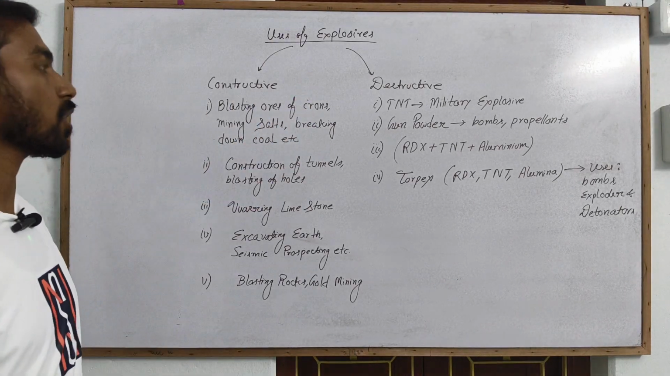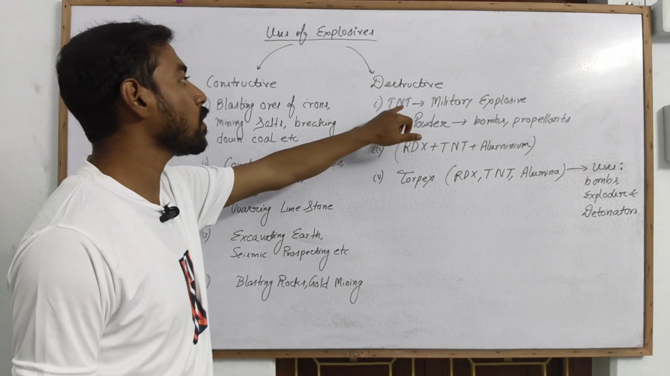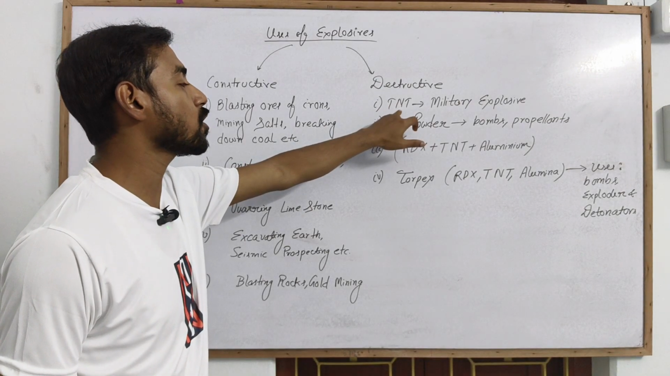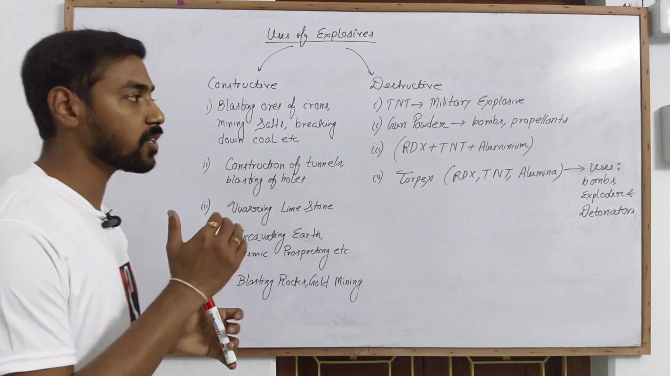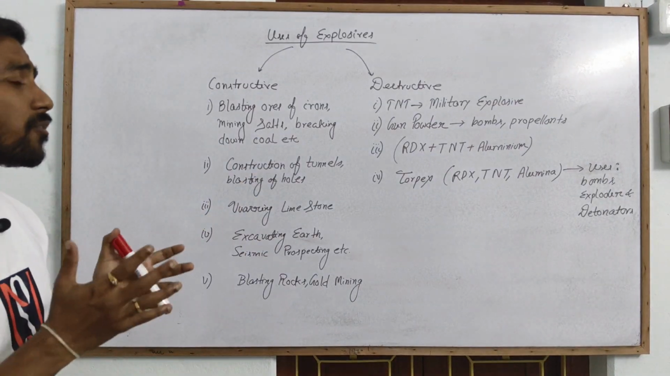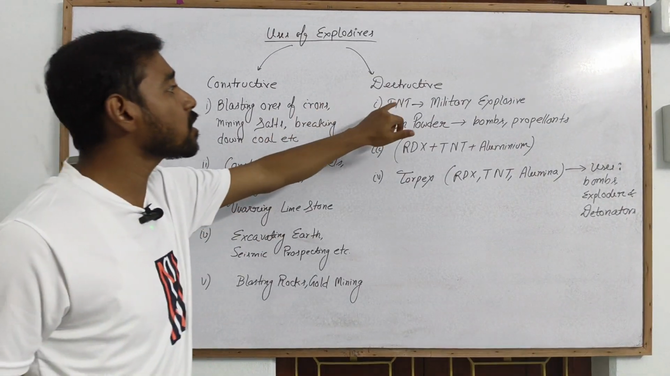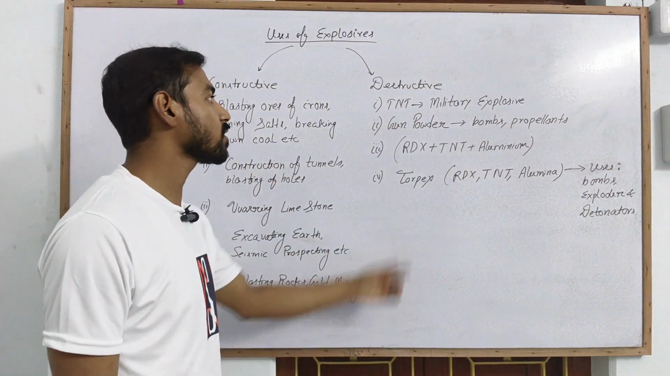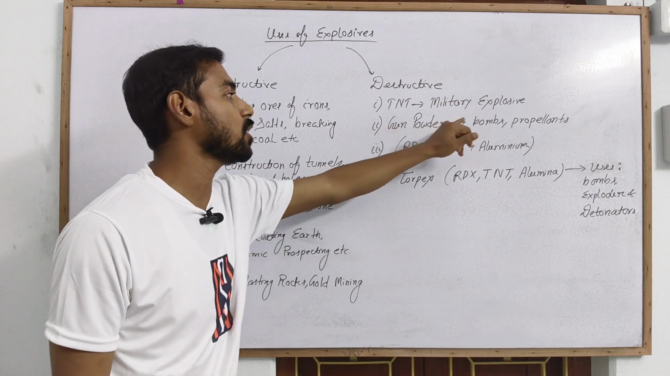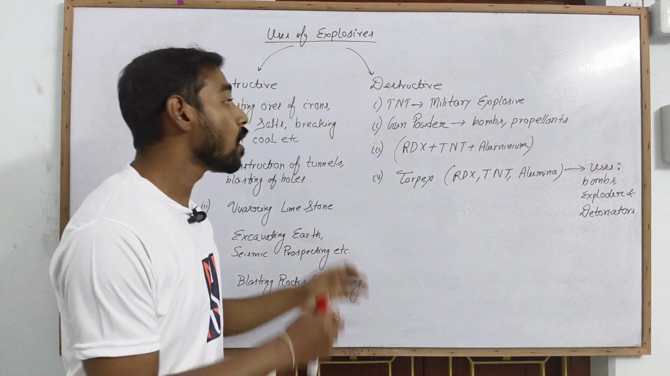Now coming to the destructive nature of explosives. The first one is TNT, that is 2,4,6 trinitrotoluene. It is the principal military explosive since 1920. Why is it so vigorously used? Because it is very cheap, easily available and chemically stable also. The second one is gunpowder. It is basically used in bombs and propellants.